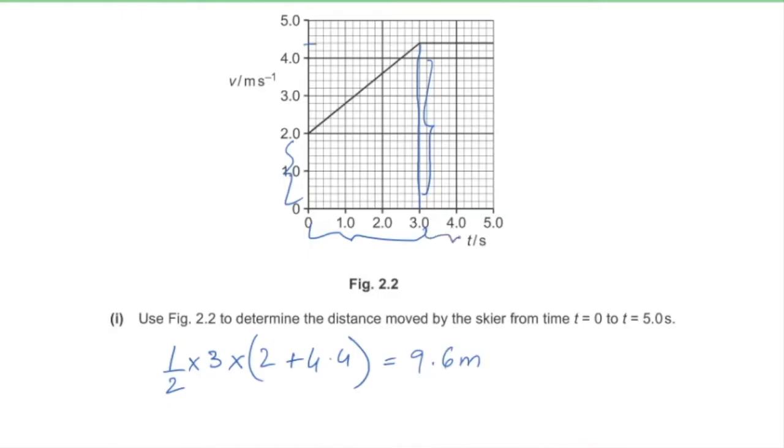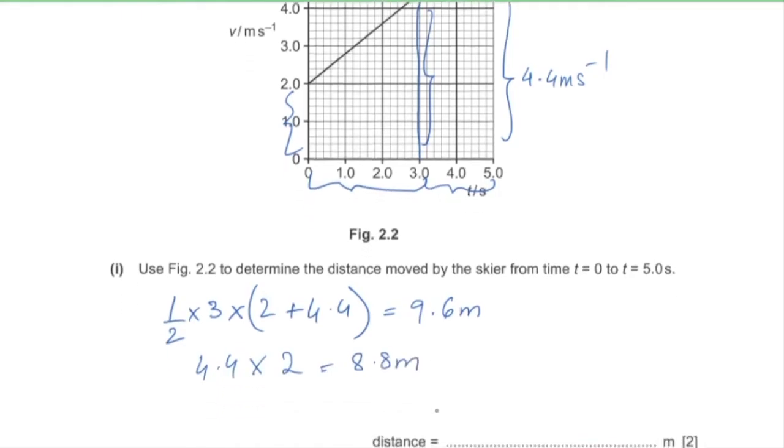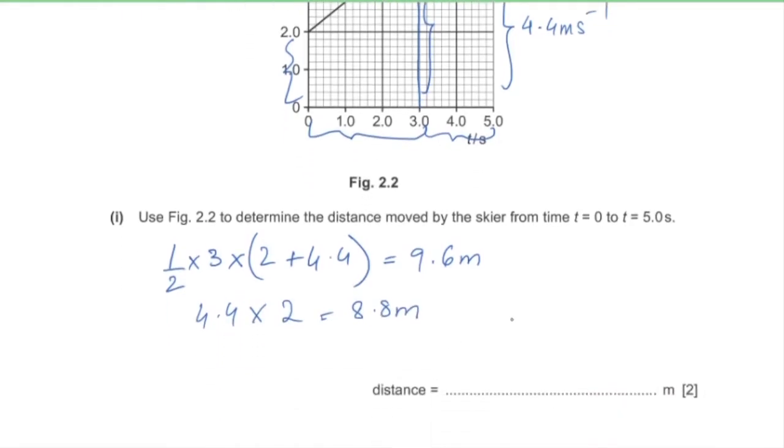And the second one would be the area of rectangle, and area of rectangle is equal to length into breadth, where length is 2 seconds and breadth is 4.4 meters per second. So area of rectangle will be 4.4 into 2, which is equal to 8.8 meters. So the distance moved by the skier from t equals 0 to t equals 5 seconds will be the sum of these distances. So 9.6 plus 8.8, and that gives us the distance covered by the skier as 18.4 meters.